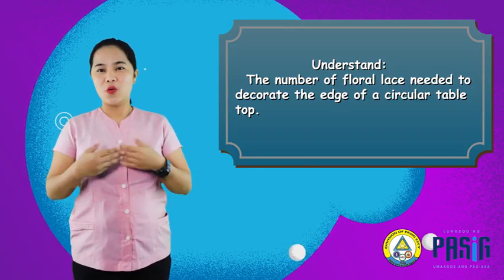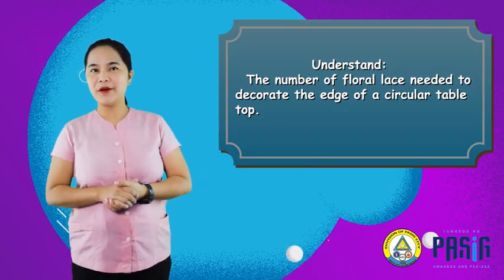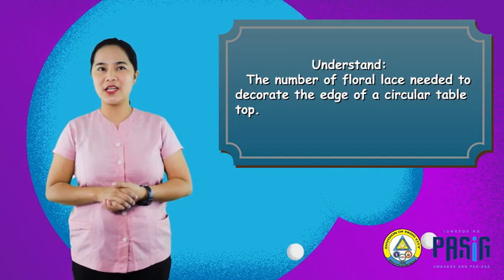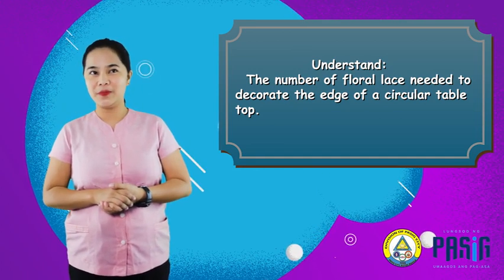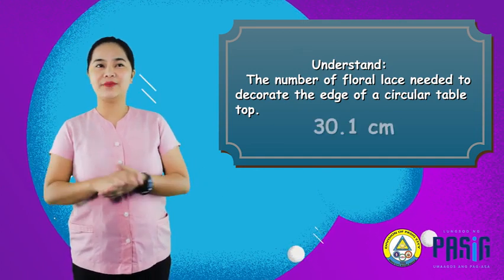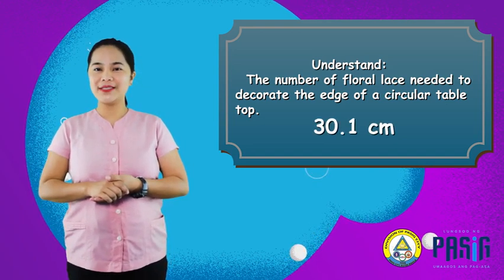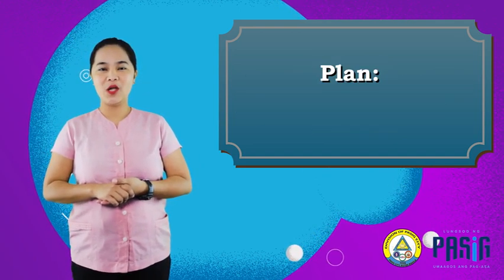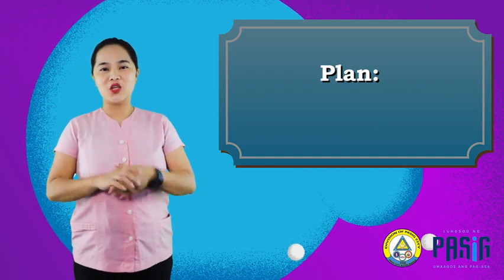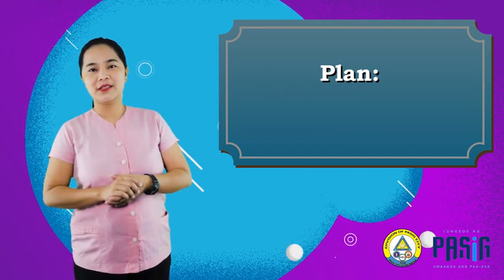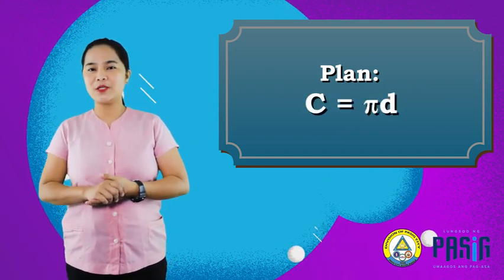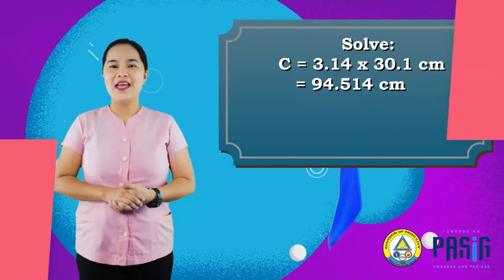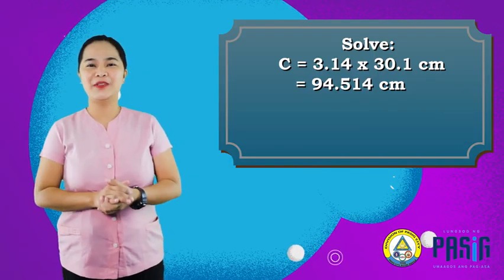Understand. What is asked? The amount of floral lace needed to decorate the edge of a circular tabletop. What is given? 30 1/10 centimeters. So what is the plan? You have to choose a formula. Circumference equals pi times diameter. Now let's solve the problem.